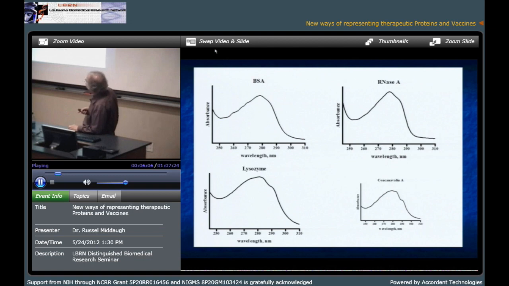All right. Anyway, most of you, if you've worked with proteins at all, have seen these types of spectra. They're pretty nondescript. These are standard model proteins: serum albumin, RNase, lysozyme, Con A, and they're characterized by this maximum, usually a little bit above 280 nanometers. If you look carefully, there's usually this shoulder, and as I'll show in a minute, the shoulder comes from tryptophan residues.